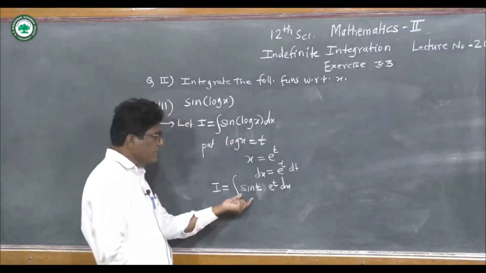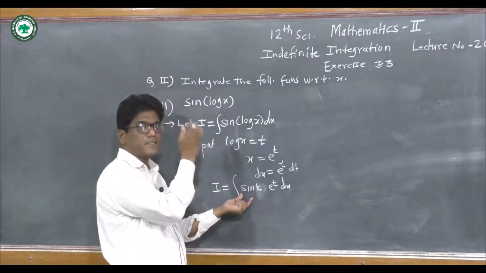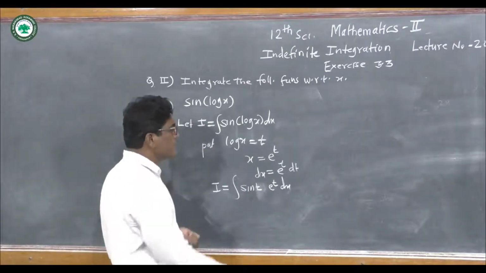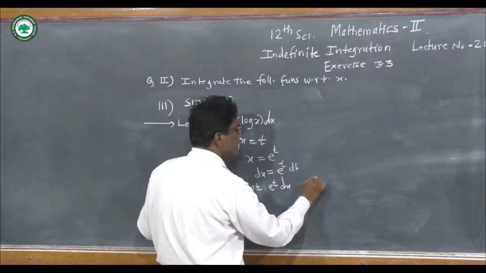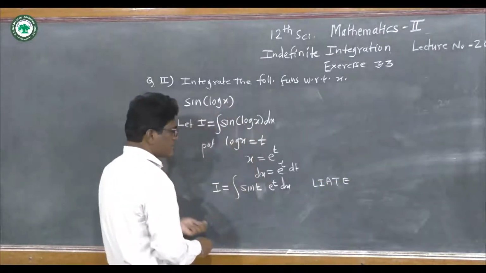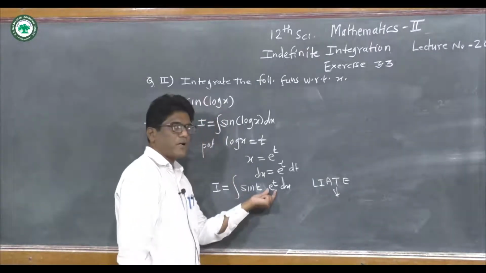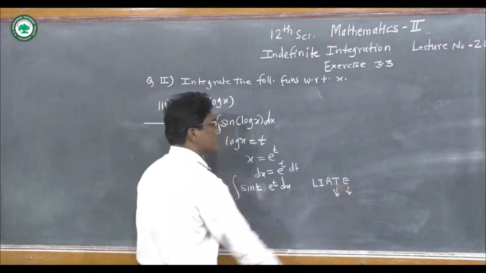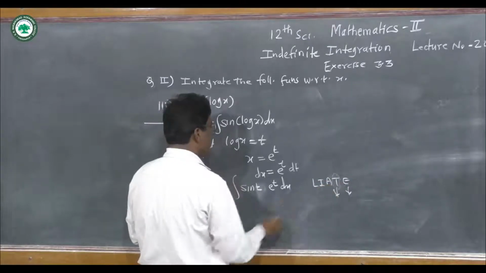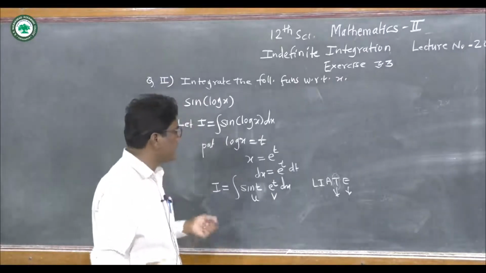And now this problem converts into our previous problem, the first and second, and the 10th problem in question number first. So here again use the ILATE rule. Here sin t is a trigonometric function, and e to the power t is an exponential function. So trigonometric function appears first, and so we take the trigonometric function as u and e to the power t as v, and integrate by parts.